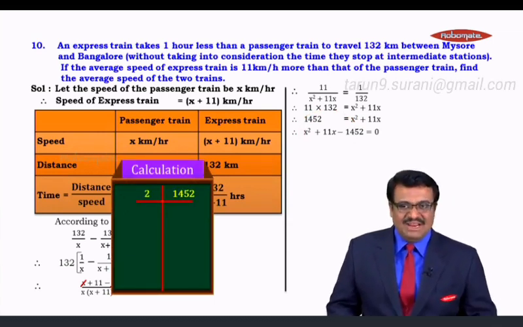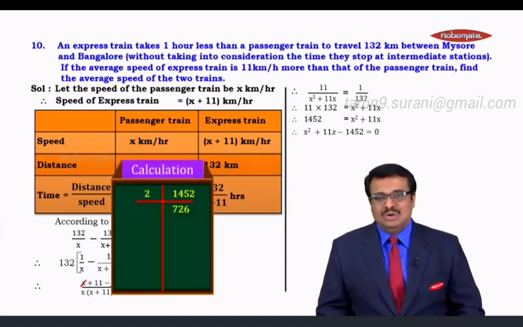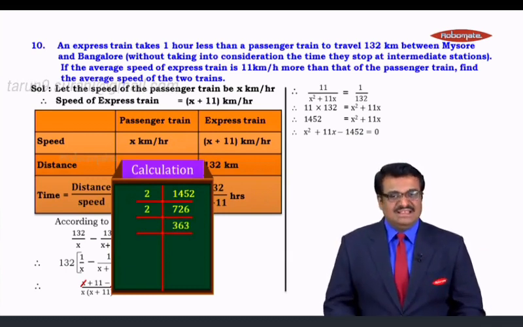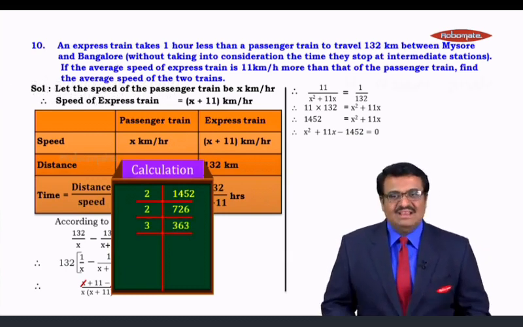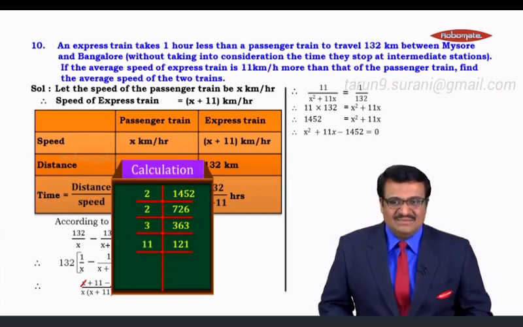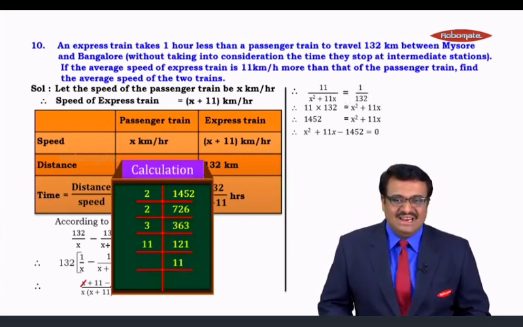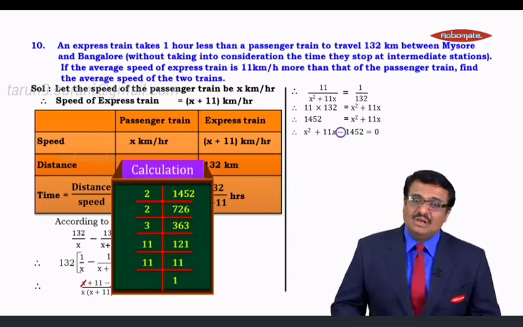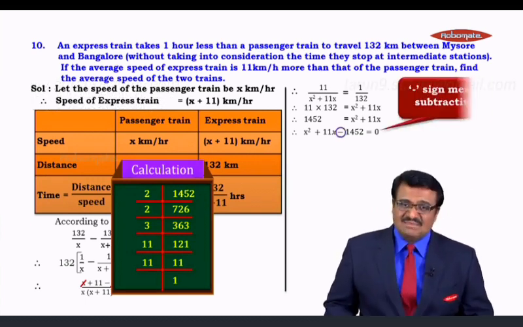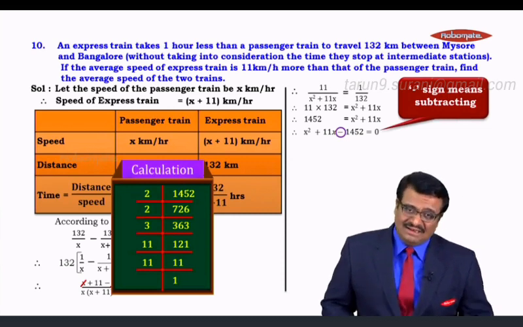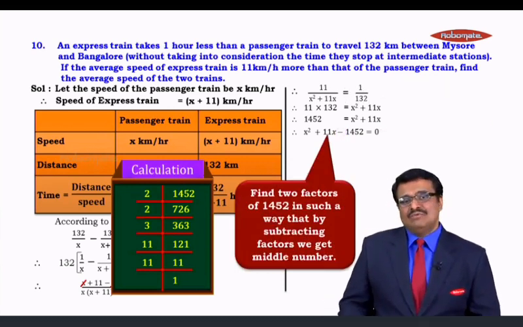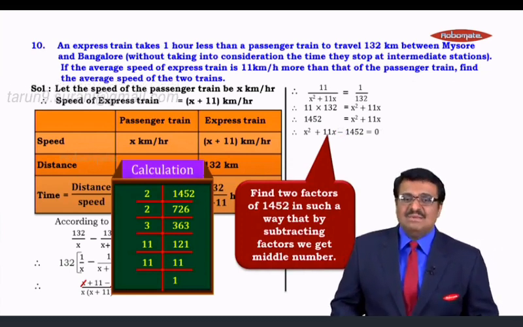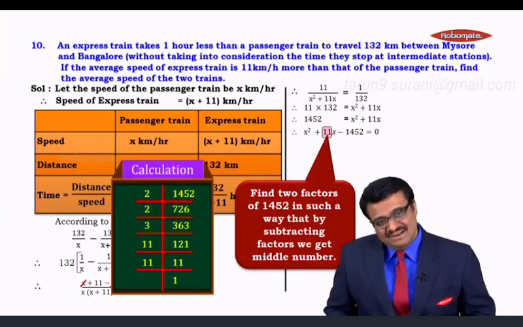1452 is an even number. We can divide it by 2. 2 726s are 1452, again with 2, 2 363s are 726, now with 3, 121s are 363, 11 11s are 121, and 11 1s are 11, right? Now you know how to group the factors here. Look at the last sign. The last sign is minus. Minus means subtracting the factors. We have to find two factors of 1452 in such a way that subtracting the factors we get the middle number, which is 11, right?